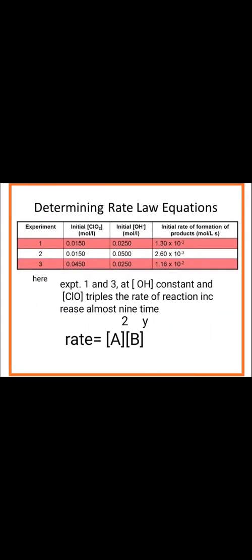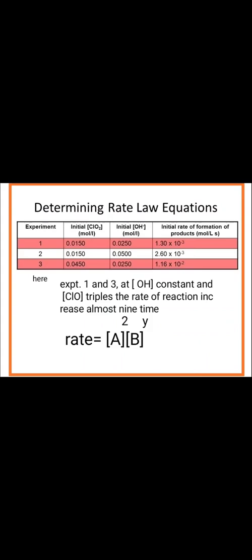Let us see one example. Here the detailed data is given. What would be the rate expression for this reaction? That is 2ClO2 aqueous plus 2OH minus aqueous gives ClO3 minus plus ClO2 minus plus H2O. Experimental data is given.